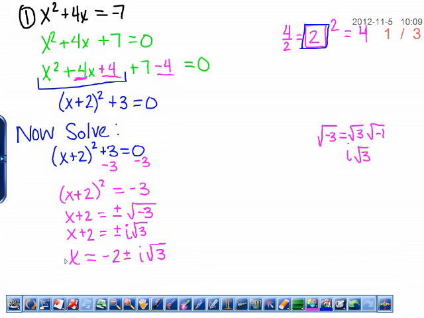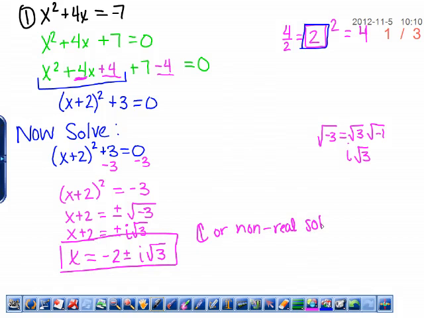Okay, so let's talk about this. Tell me about these roots. They're what? Okay, so these are complex or non-real solutions. So what do we know about the graph? The graph never touches the x-axis.